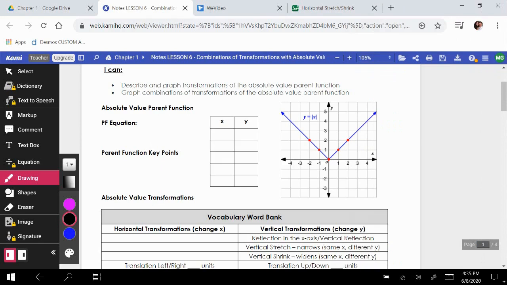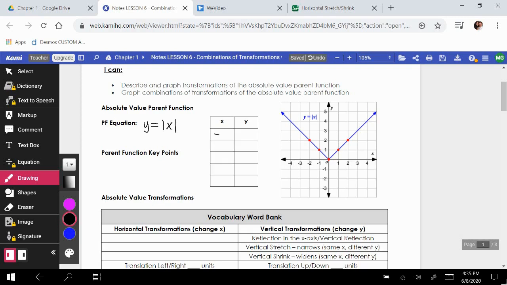Today we're going to be describing and graphing transformations of the absolute value parent function. We're also going to graph combinations of transformations. So let's just start with the absolute value parent function. It looks like this: y equals the absolute value of x.